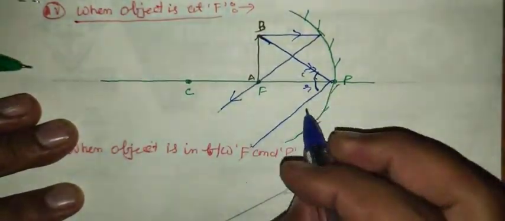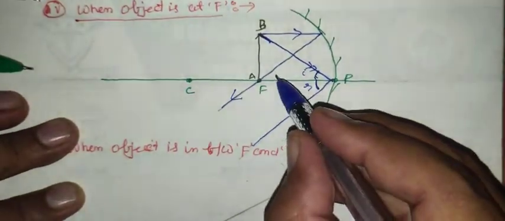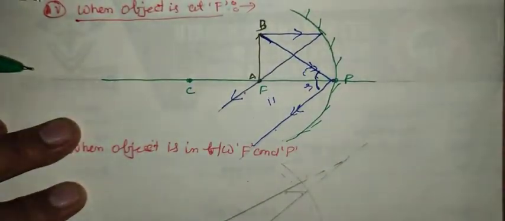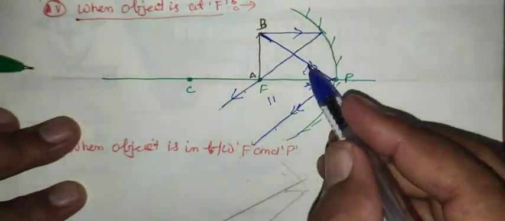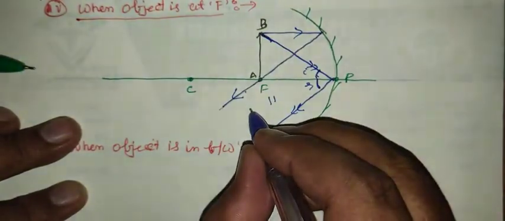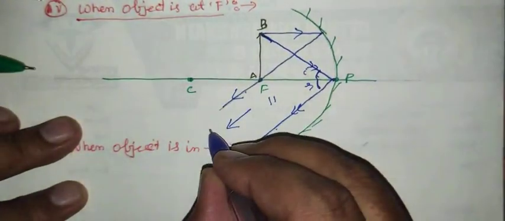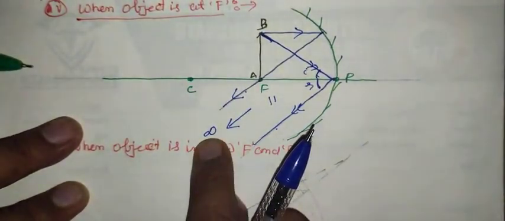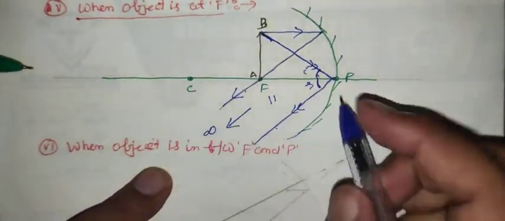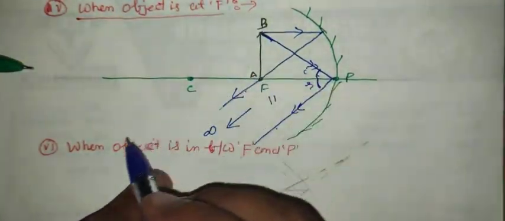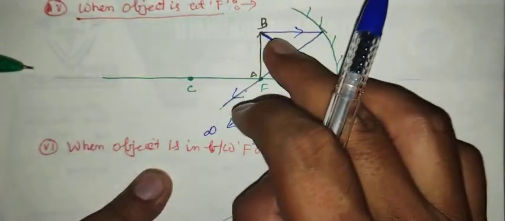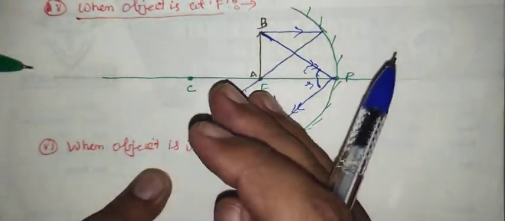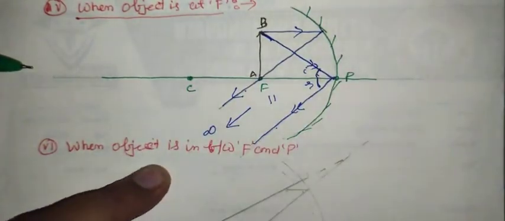But one strange thing is here: both reflected rays become parallel, and both move this side parallel. Parallel rays never meet, or we may say they meet at infinity. So the final image is formed at infinity. In that condition, the image will be much larger than the object. Then it is called highly magnified, real and inverted.